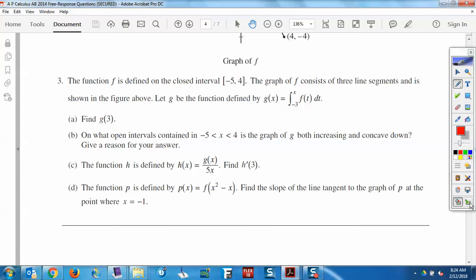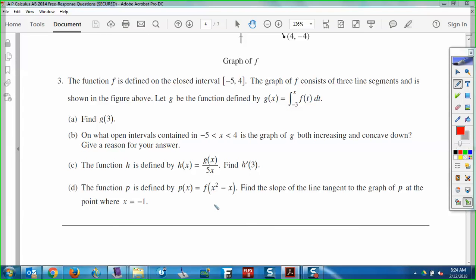How do we do the derivative of P? How would you do the derivative? What would I write? F prime, what do I do with the inside? Leave it alone, times 2x minus 1, right? That's P prime of x right there. So the last two questions are just some derivative practice, right? A quotient rule, a chain rule, and now we plug a -1 in there.